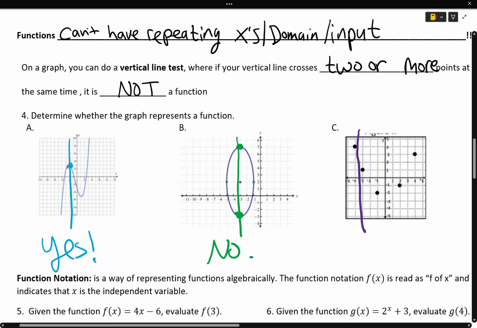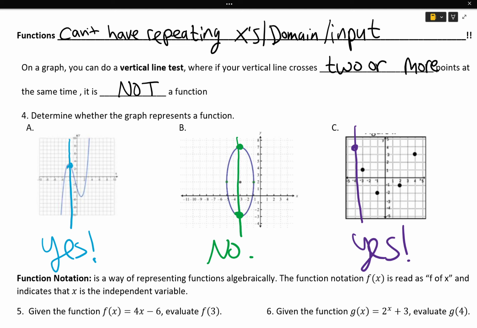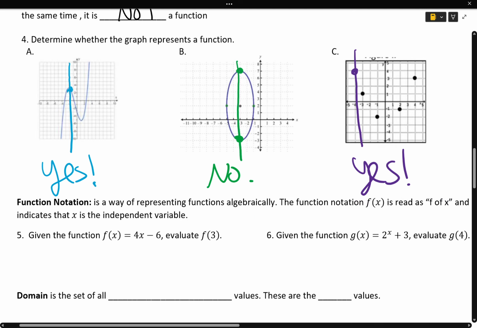Now, when we have a function and we'd like to represent it as an equation, we must use function notation to specifically state that it's a function, not just a relation. Instead of using y equals, we're going to be using an f with x in parentheses. Now, the way we read f with x in parentheses is f of x. So f of x is the same thing as y. The way we can tell if an equation is a function or not is by plugging in a number and seeing if we get one answer or two.